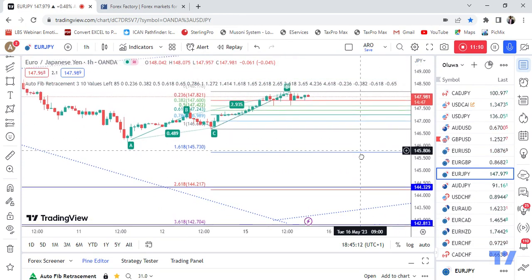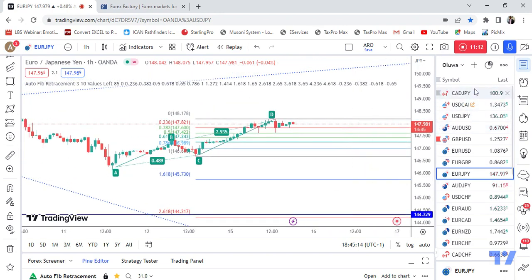Then, as we all see, these are codes. These are all the codes that are here. So we have CAD JPY, USD CAD, all those ones are the markets that we can enter. Those are the things we need to know about all the tools that we can see on our TradingView. Then we have this 1 hour time frame.